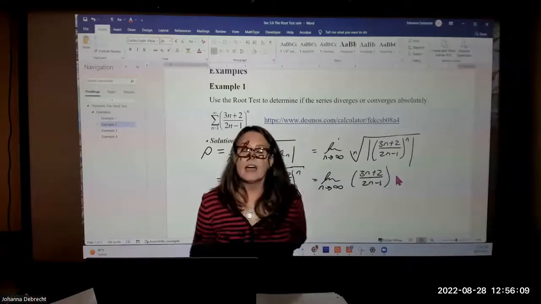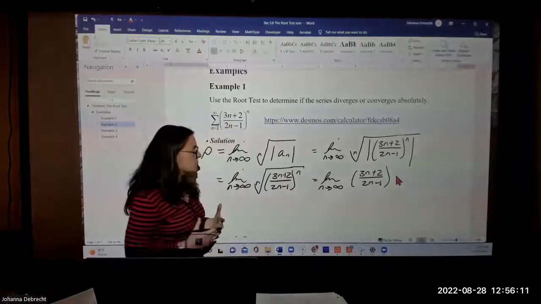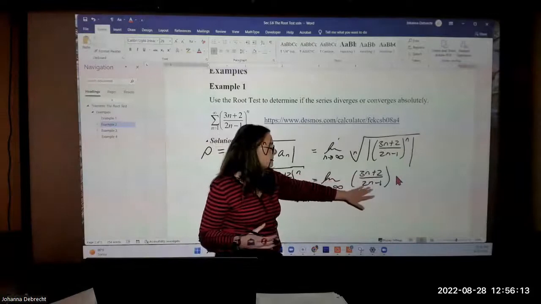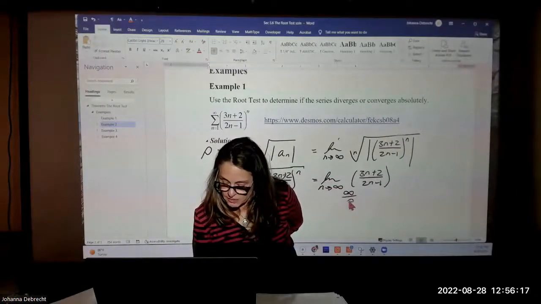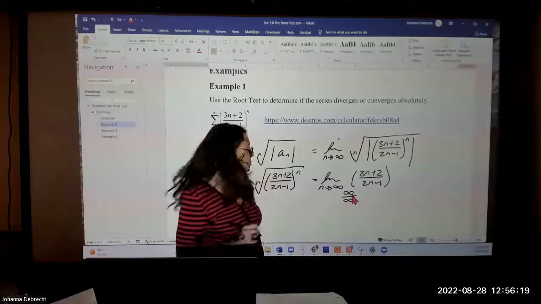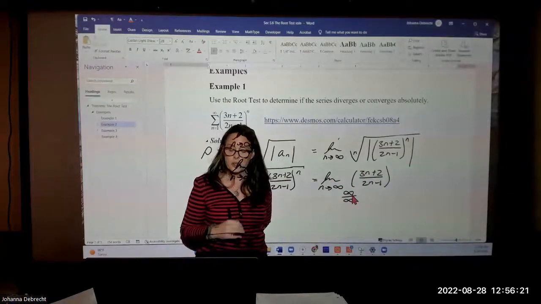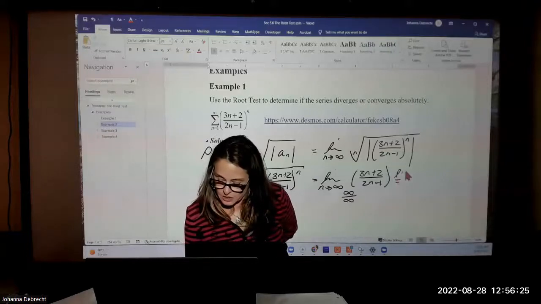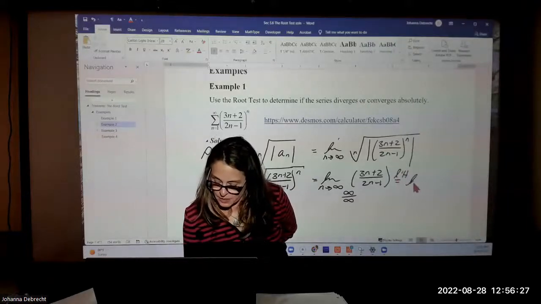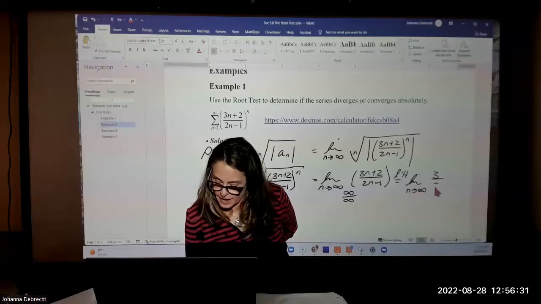Now, we can apply L'Hopital's rule because this one has the form infinity over infinity, and when we take the derivative of the numerator and the derivative of the denominator, the ratio of the two derivatives is going to lead us to the following value. The limit as n goes to infinity of 3/2, which gives us 3/2.